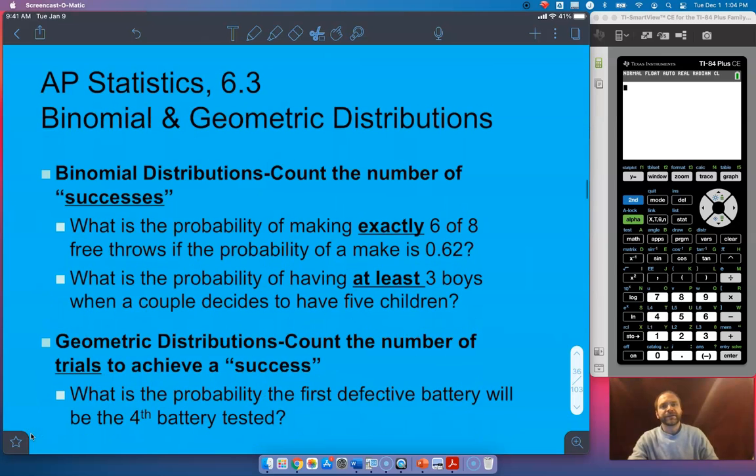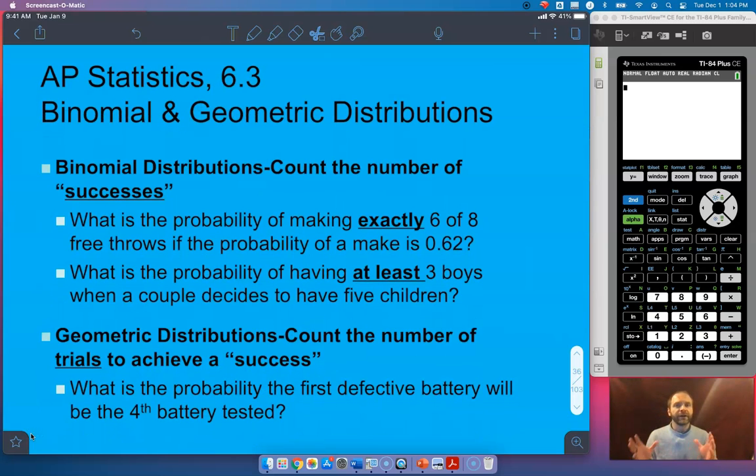And so here's a blue screen. This blue screen gives a very brief outline of what a binomial versus a geometric setting is. Binomial looks at the number of successes in a fixed number of trials. So you count the number of successes. In a binomial setting, it's how many successes there were. So if you want to know the probability of making exactly 6 out of 8 free throws, when you know your probability of making a free throw is 0.62, that's a binomial setting because you're counting the number of successes, 6 free throws.